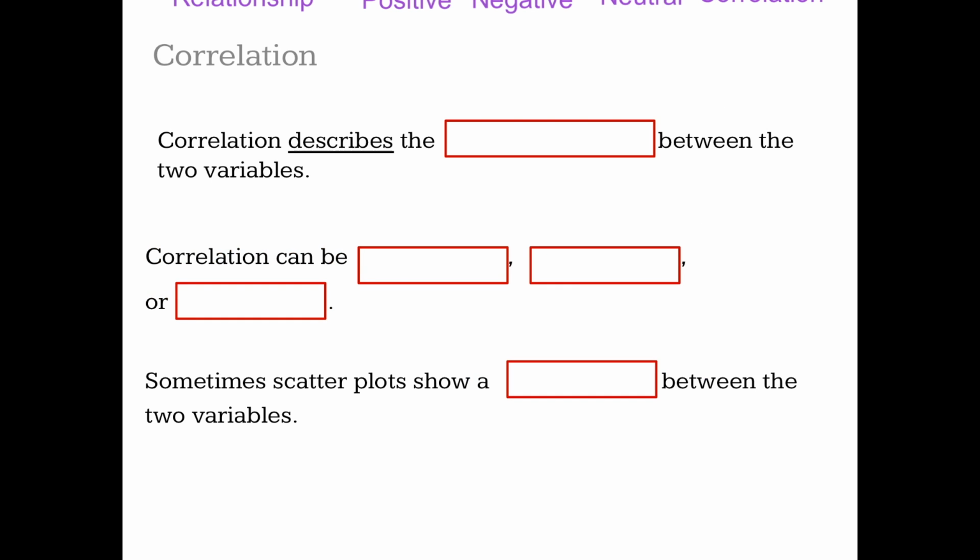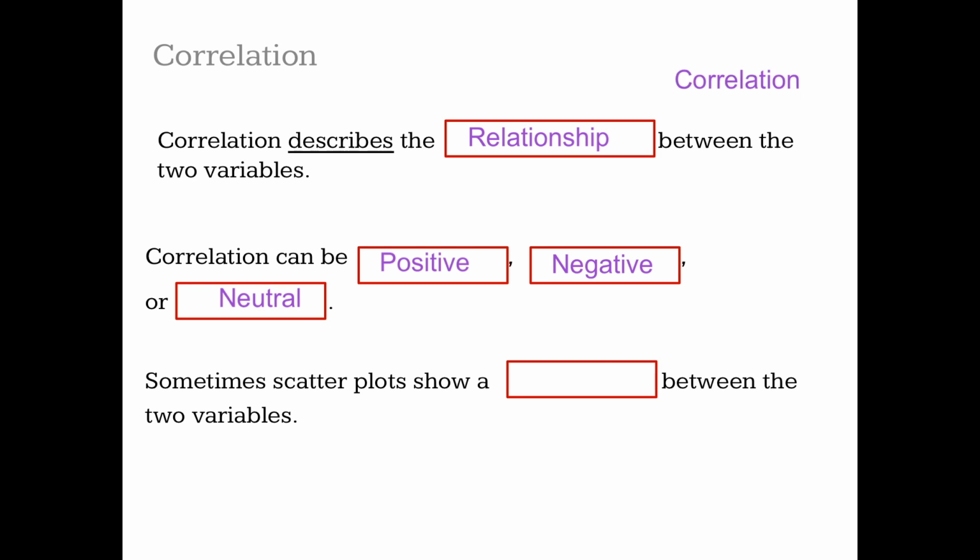Now we're going to talk about correlation. Correlation describes the relationship between 2 variables. Correlation can be shown 3 different ways. It can either be positive, it can be negative, or it can be neutral. Sometimes scatter plots show a correlation between 2 variables. So a positive relationship, a negative relationship, or neutral relationship. We're going to talk about what each of those look like now.